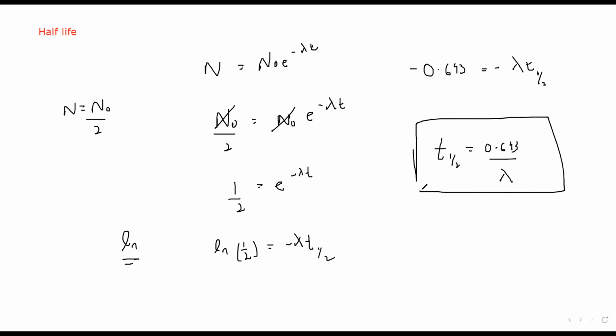So it means if any element has a higher value of decay constant, it will have a short half-life. If it has a smaller value of decay constant, it will have a greater half-life. Is it clear? The half-life is the time taken by half of the radioactive sample to disintegrate or decay.